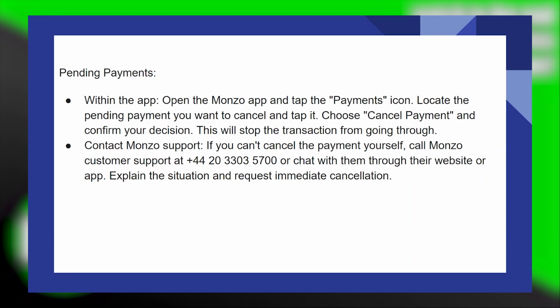If you can't cancel the payment yourself, call Monzo support at +44 20 3303 5700 or chat with them through their website or app. Explain the situation and request immediate cancellation.